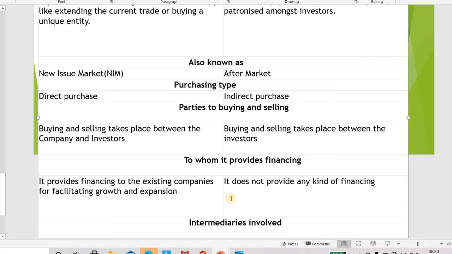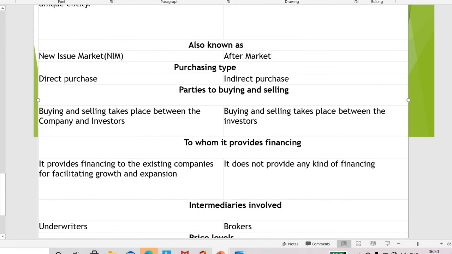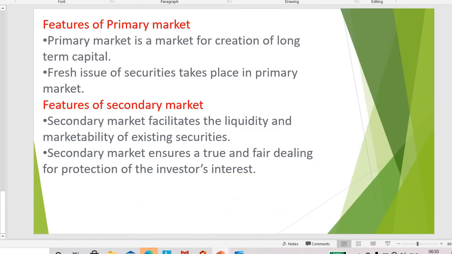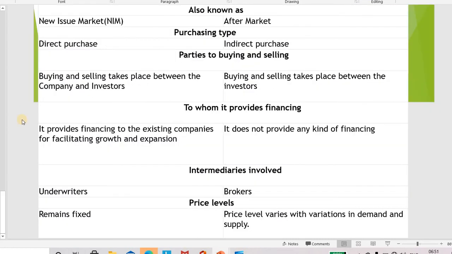In the secondary market, it does not provide any kind of financing. In the primary market, underwriters are the intermediaries, and in the secondary market, brokers are intermediaries. Next, in the primary market the price remains fixed, and in the secondary market, price levels vary with variation in demand and supply. We know that depending on demand, price will increase and decrease. That is the specialty of the primary market. In the secondary market, price will change.